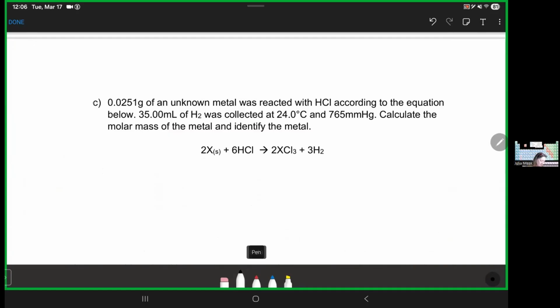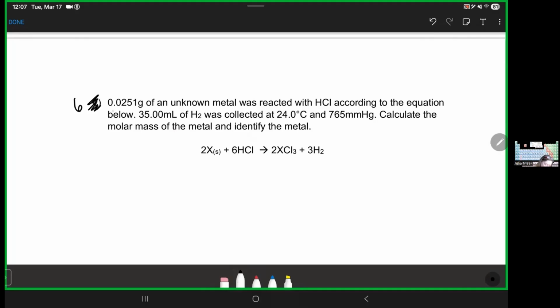Okay, so this one should actually say number 6. I don't know why that says C there. So if we're looking at another thing that we can do with the ideal gas law, here's what we can do. We can identify an unknown metal, X. From gas law information, if you do an experiment, you can actually identify what the identity of a metal is.